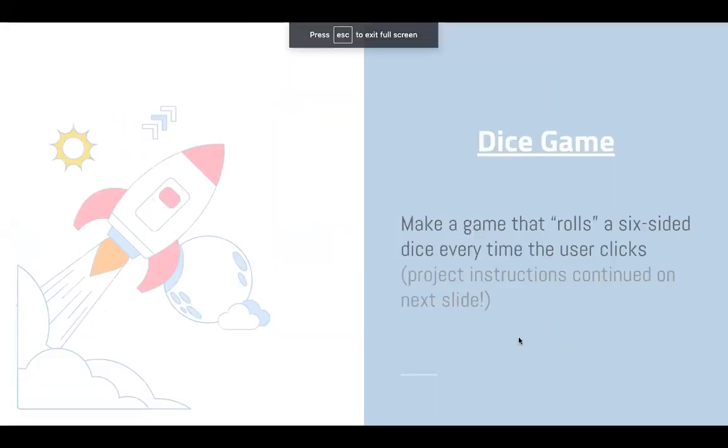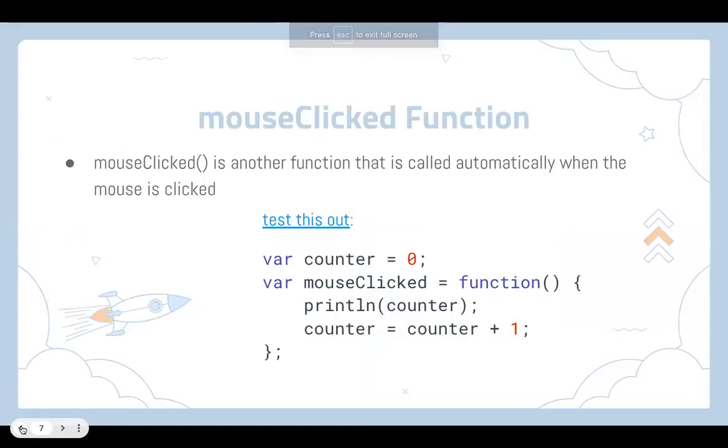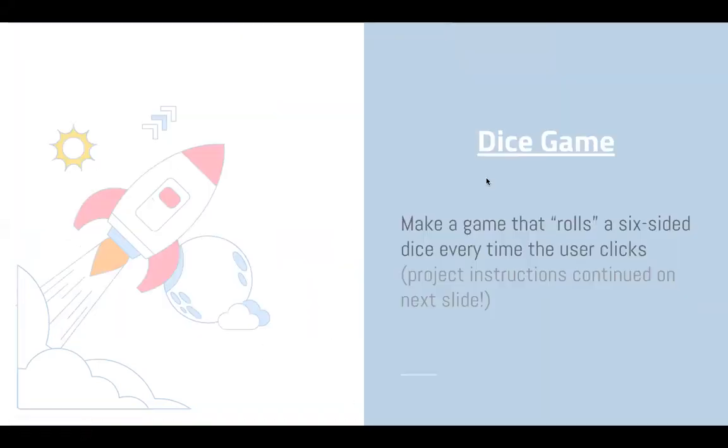Let's go back. All right, just to be clear, yes, we are on the dice game. Now it leads us on to our next subject, which is going to be the dice game. We're going to make a game that rolls a six-sided dice every time the user clicks on it. And the instructions are, continue.